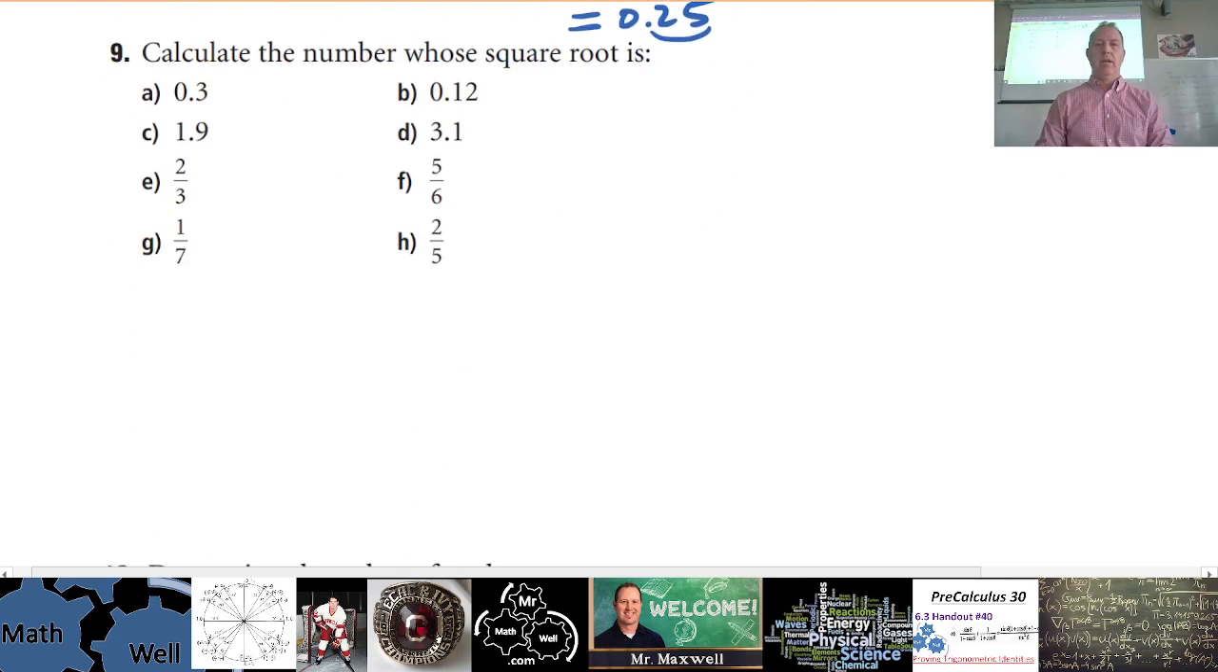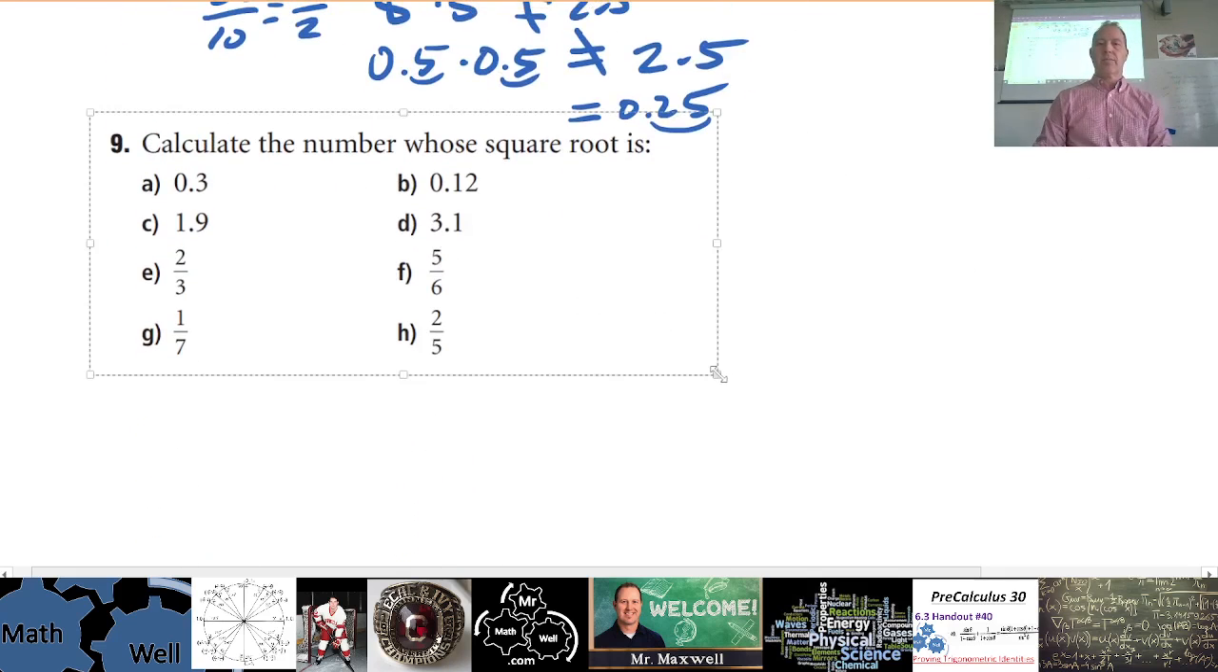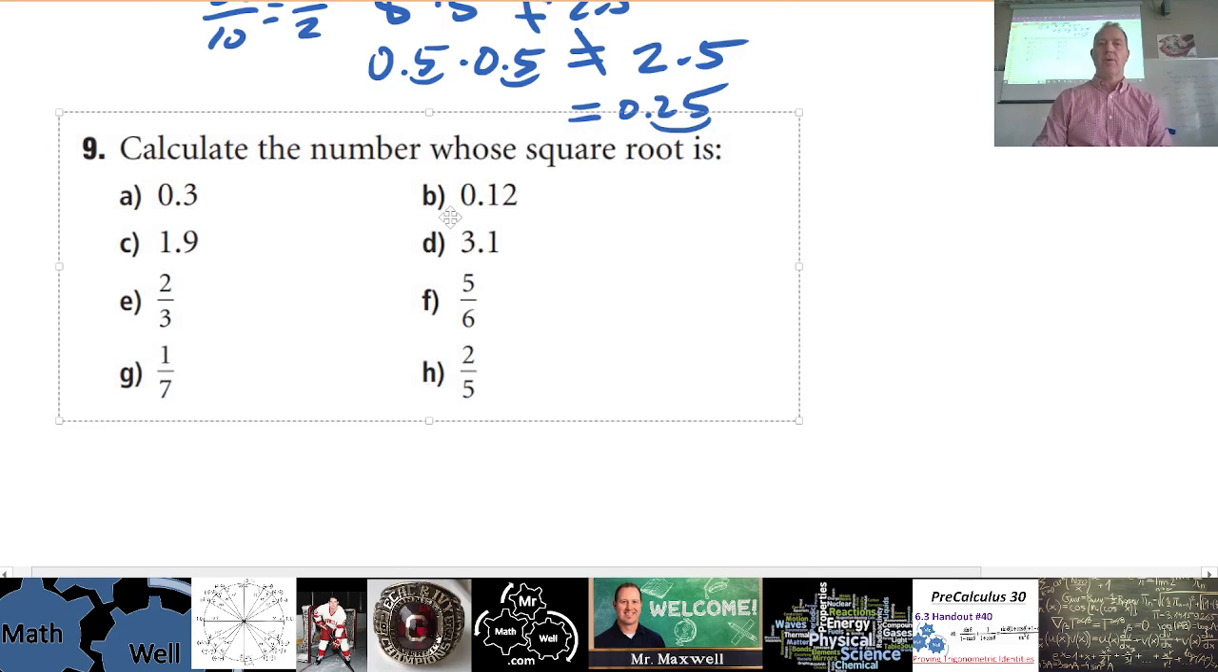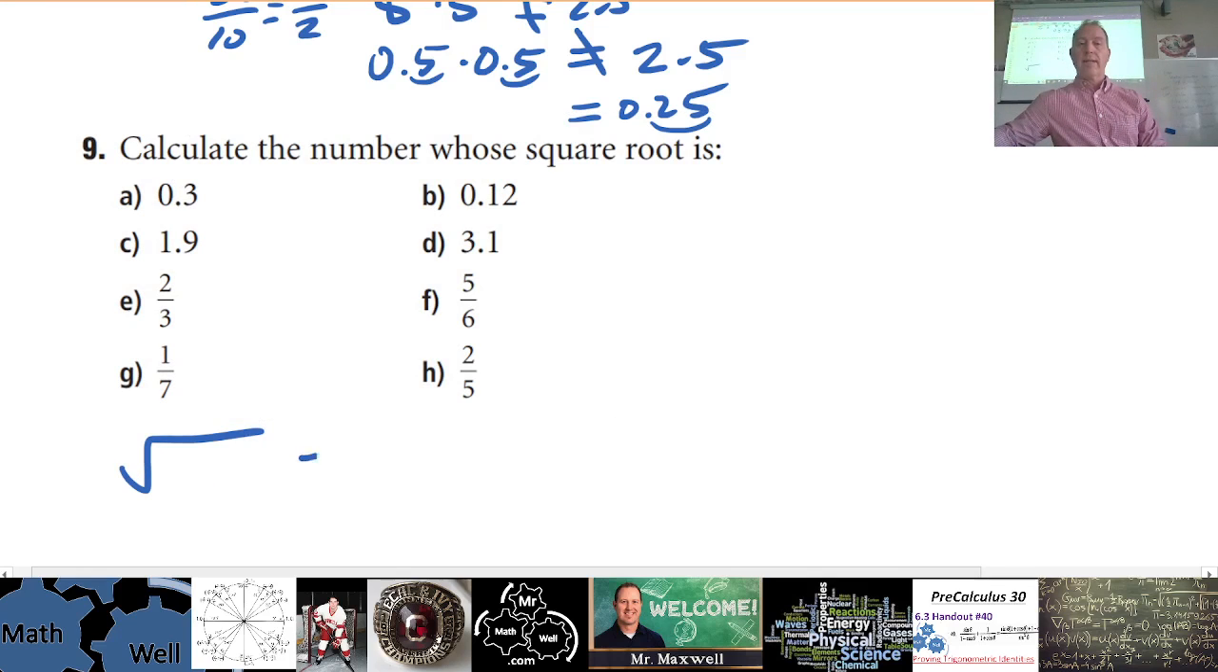All right. So I've got number 9 up here as well. Let's take a look at number 9. Okay, this one's a bit different. It says calculate the number whose square root is. So this is the result when we take the square root of something. So square root of what gives us 0.3 for A? So all we do is we take 0.3 and we square it. We just multiply it by itself. So what's the number under here going to be for A?